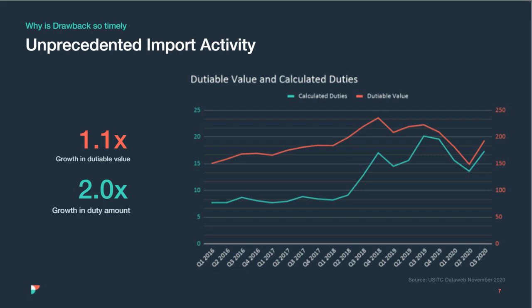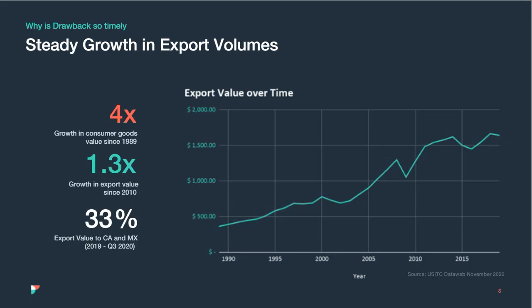If we look at the next slide, we're going to see our exports, because drawback is imports and exports, so it's the confluence of both. We're seeing 4x growth in the last 30 years of consumer goods. I wanted to pan out a little bit for this because of something that has a more restrictive impact on drawback, not necessarily negative, and that's NAFTA and USMCA. I'll get into exactly what that is in a little bit.